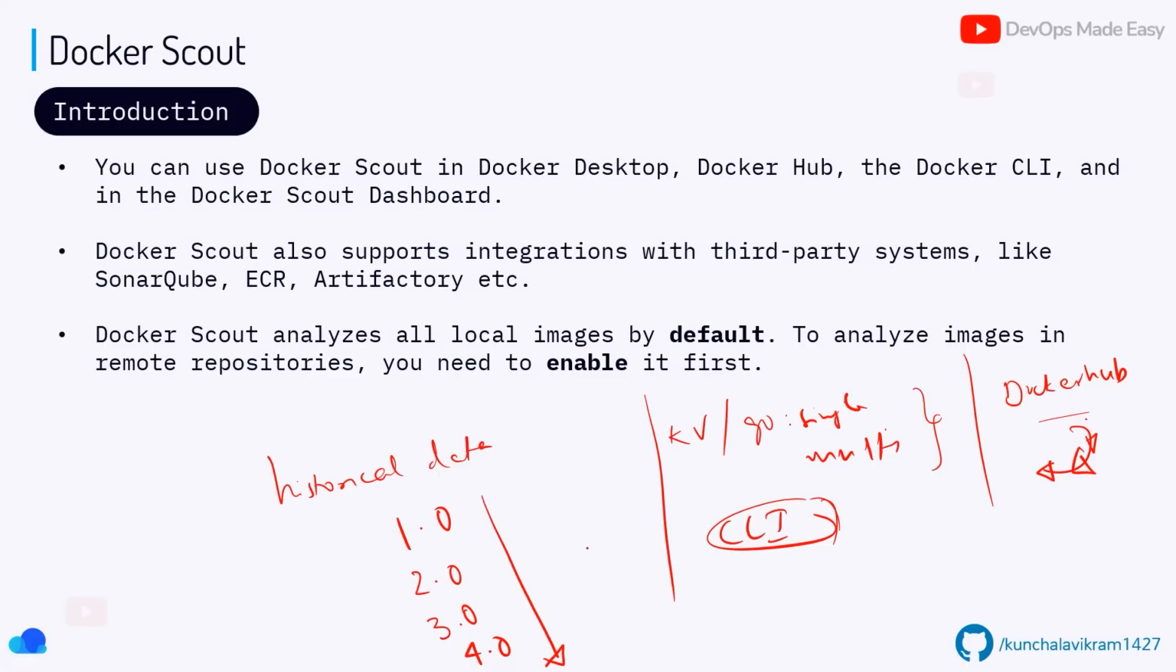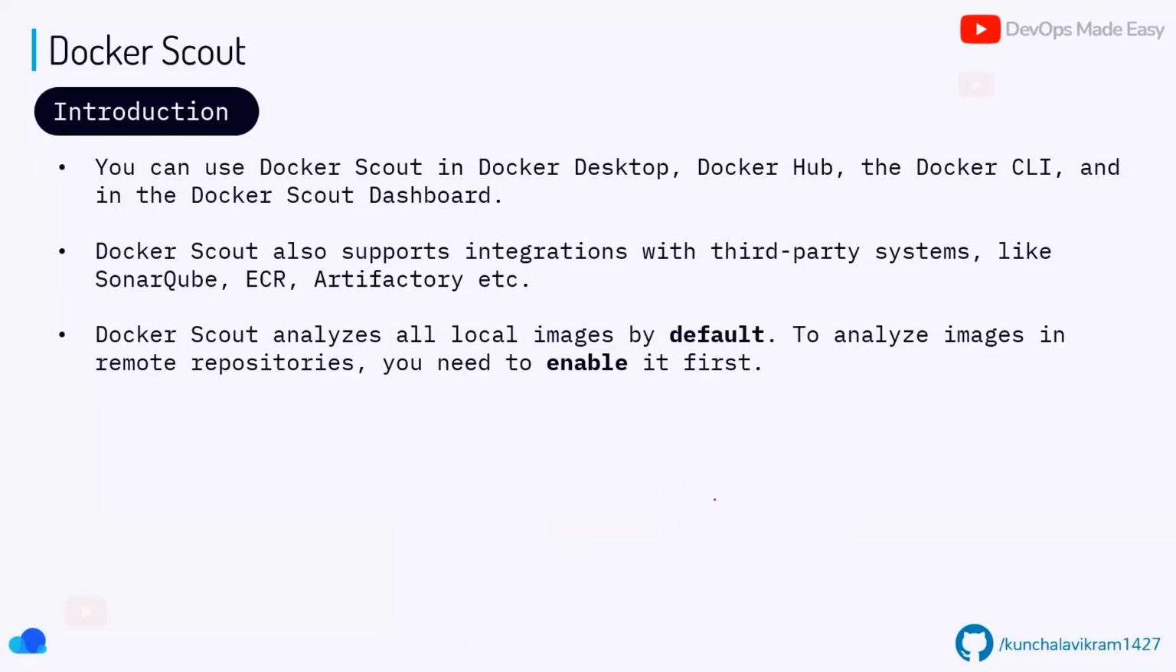Got it? Understood? Yeah, understood. So let's say 1.0 has some severities, 3. In 2.0, you try to fix, but you have introduced some more issues, which means you are further worsening it. That sort of information will also be detected by Docker Scout in the web, that is, remote scanning.